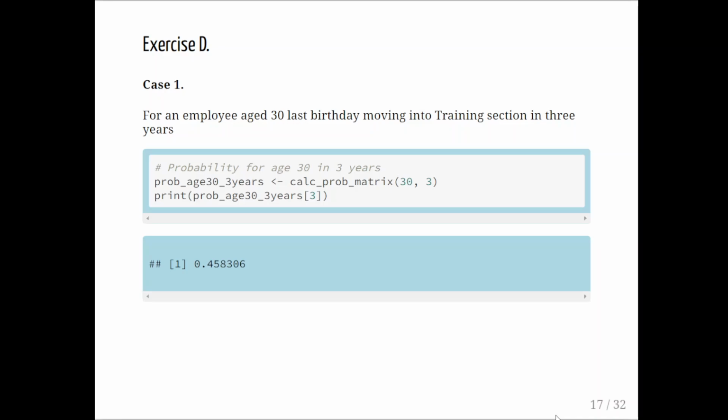So we have a little output here. We've just taken the third value from our output, which is the probability that we are required. What is the probability they move into a training section? And the answer is 0.4583, so 45.83%.